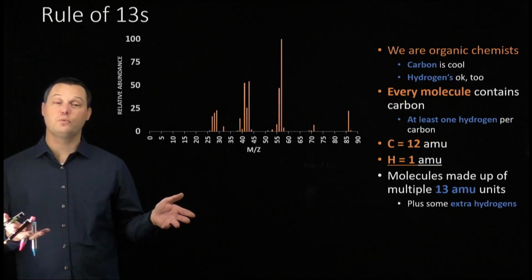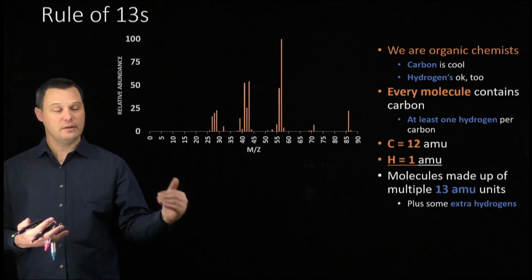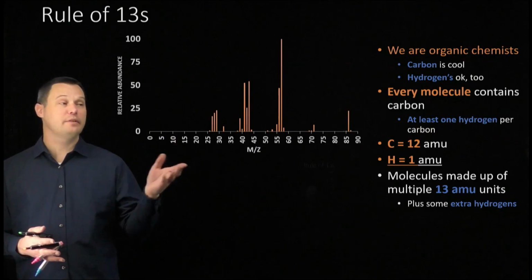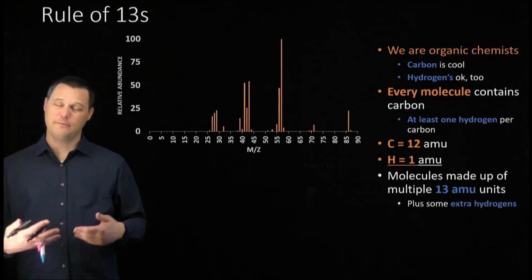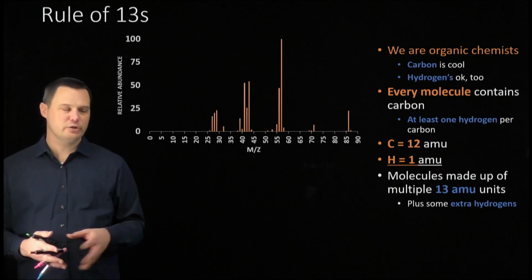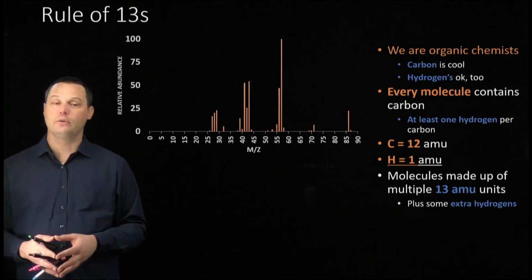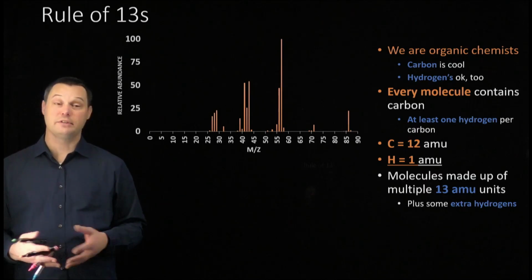Using these assumptions and the rule of 13s, we can come up with a list of plausible molecular formulas for this structure. Most of those will not be the correct formula. There can only be one correct formula, but for most simple sophomore organic structures, the molecular formula will likely be in your list somewhere. All right, so what is the rule of 13s? How do we do this?